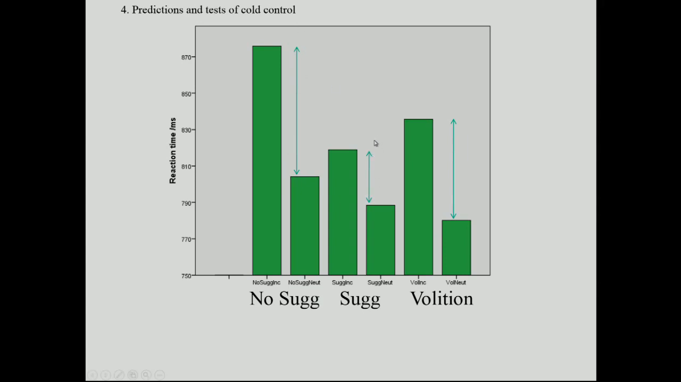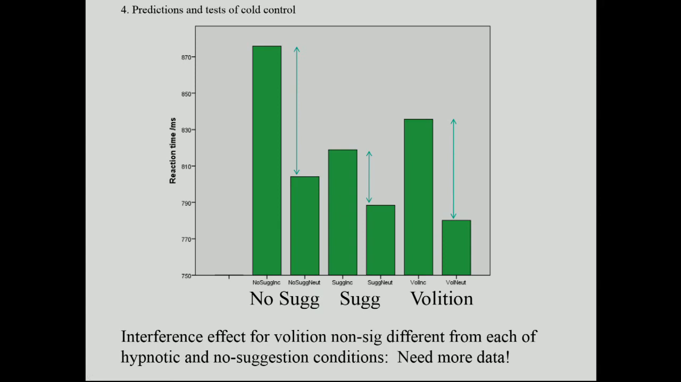Now, unfortunately, and I'm going to leave you dangling with this one, the volition condition is halfway between and non-significantly different from either. So what I need to do is to get more data, and the fate of cold control hangs in the balance. So, mystery.